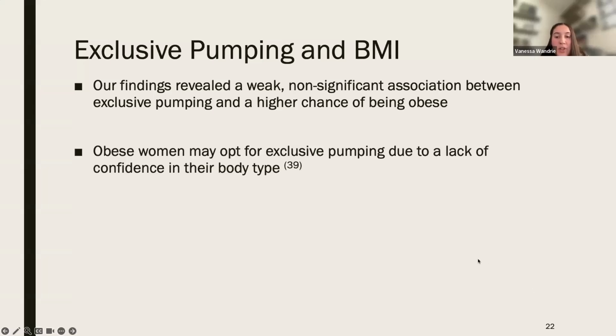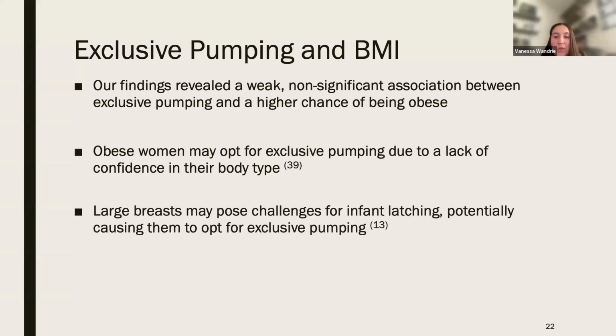Obese women may opt for exclusive pumping due to a lack of confidence in their body type, which may lead to discomfort with breastfeeding in public. Large breasts, which are common among obese women, may pose challenges for infant latching, potentially causing them to opt for exclusive pumping.